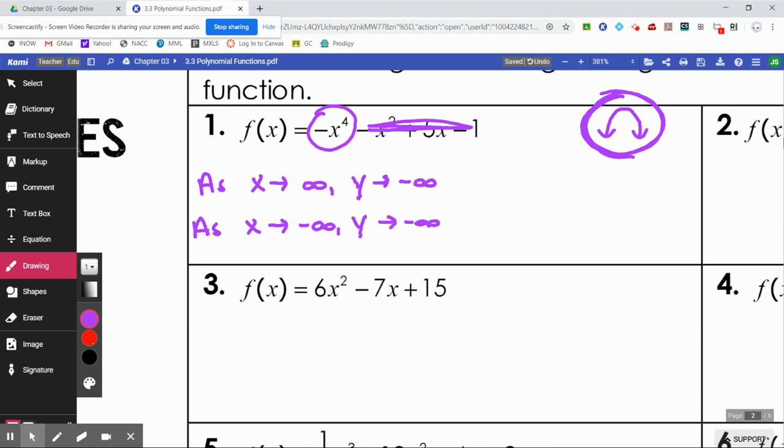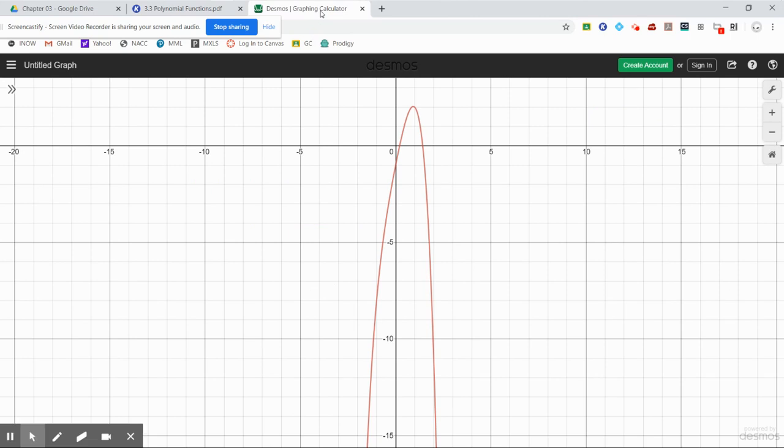Now what I want to do is take Desmos and actually graph this and check, and just show you the general shape of this and how it does follow this pattern. Okay, so on Desmos, here is that graph. And you see again, as we go to the left and right, you see it decreasing in both directions. Okay, next problem.